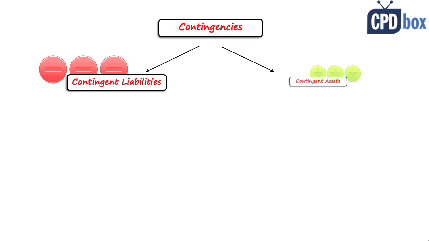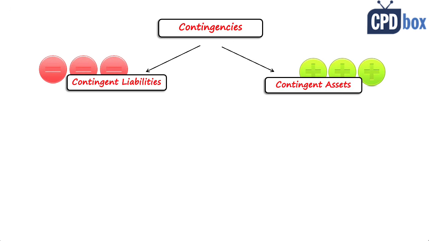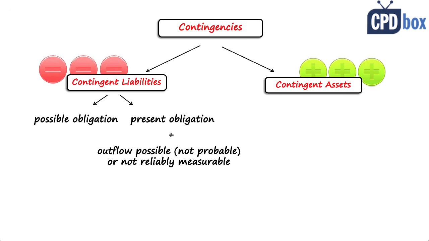Let me explain contingencies. An entity may face both contingent liabilities and contingent assets. A contingent liability is either a possible obligation arising from past events, and its existence will be confirmed by some uncertain future events which are not wholly in our control, or alternatively, it's a present obligation that arises from past events, but the outflow of economic benefits is just possible, so probability less than 50%, or it cannot be measured reliably.